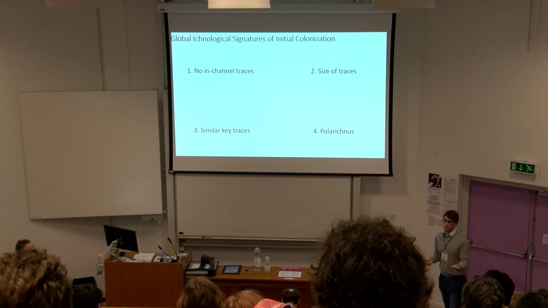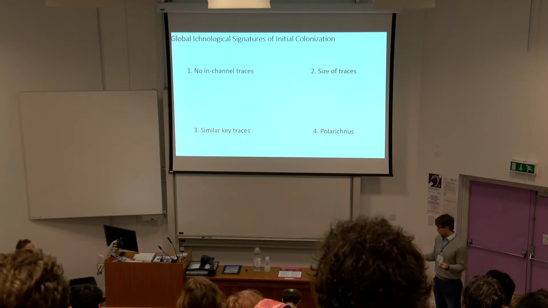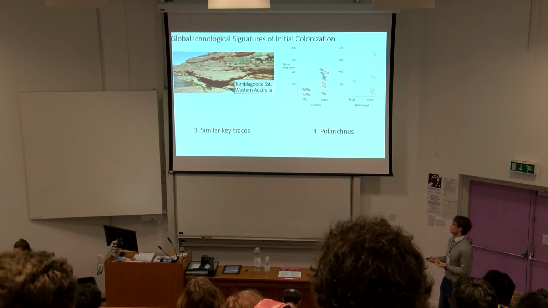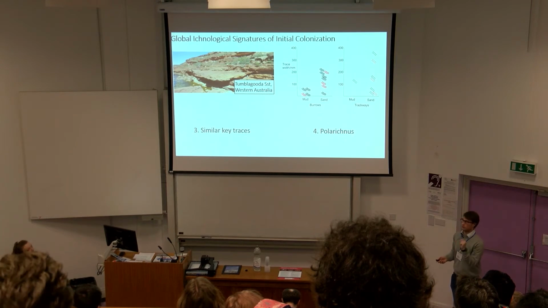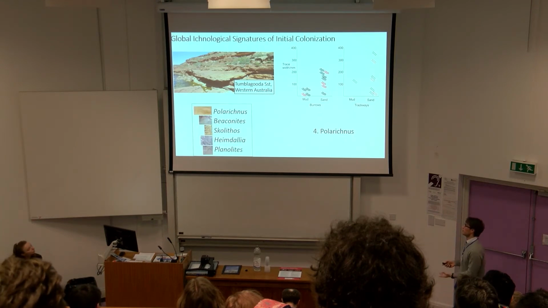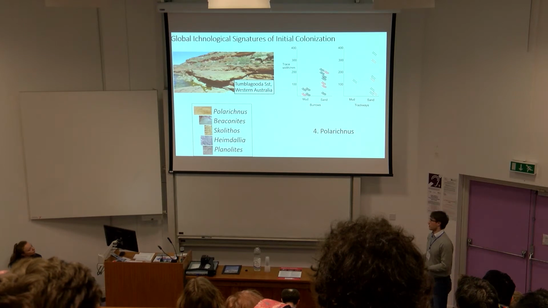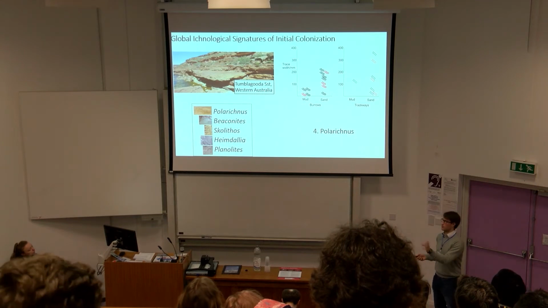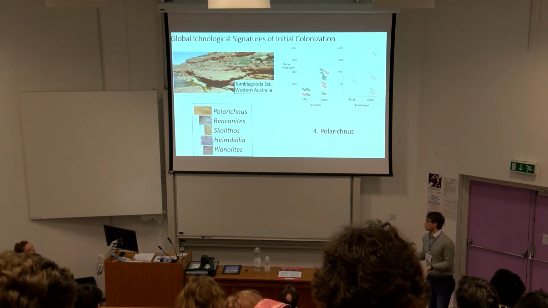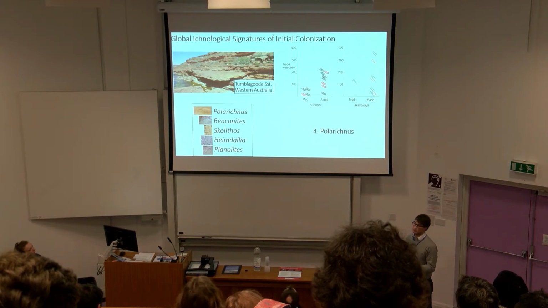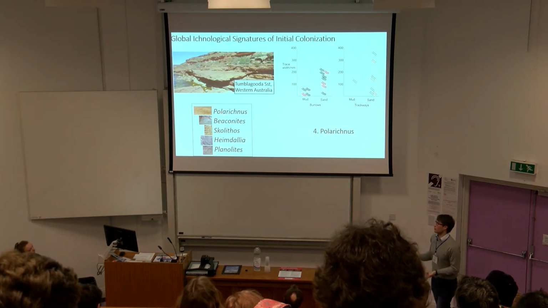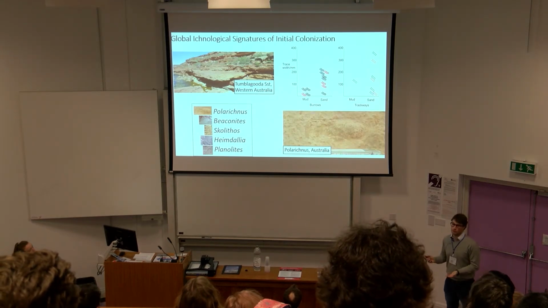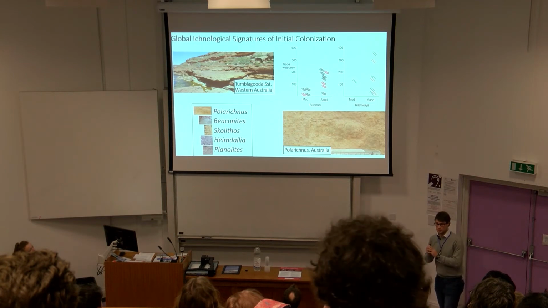So first of all, there are no in-channel traces. Secondly, the size of the traces in sand versus mud: we're seeing larger trace fossils occurring in sand than mud at this time in non-marine deposits. We're seeing a suite of similar trace fossils occurring fairly universally across all the European and North American sites. A lot of these trace fossils people might be familiar with, particularly things like Skolithos and Planolites. But one you might not have heard of is Polarichnus, which is a bit more unusual. But in fact, this appears to be one of the most important identifiers that occurs in these non-marine rocks at this time.